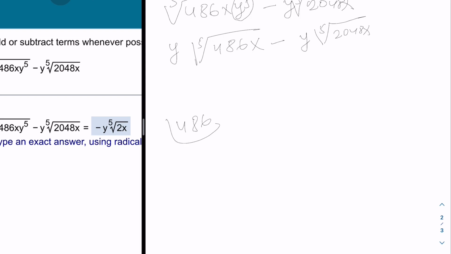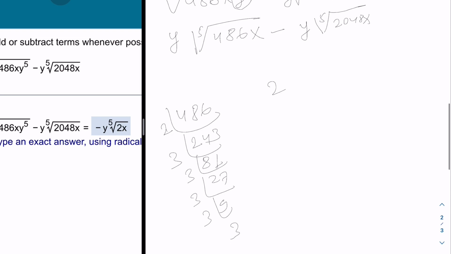486 divided by 2. We can get 243. 243 divided by 3 is 81, divided by 3 is 27, 9, 3, 3. Okay. Now next we have 2048. 2048 divided by 2 is 1024.